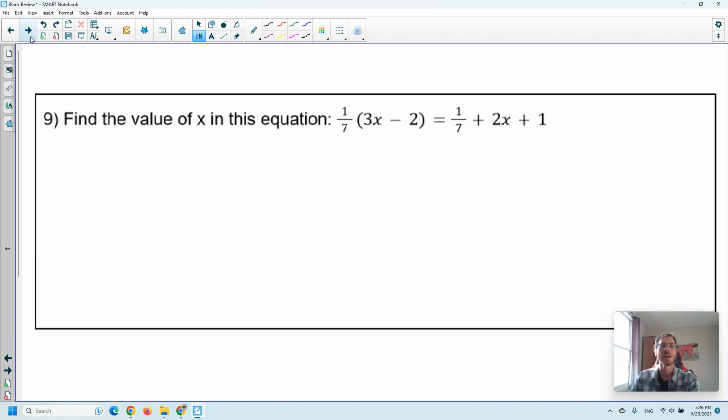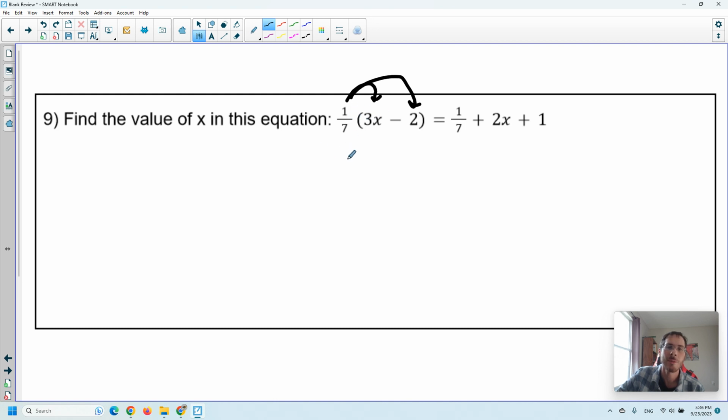All right, number 9, we got to find the value of x in this equation. So again, I got a number outside the parentheses. Probably going to distribute it to both pieces. It might be easier to multiply everything by 7, but I didn't see anybody taking that option on the quiz. So I'm going to do it this way because this is the way that most of you did it. Well, all of you did it.